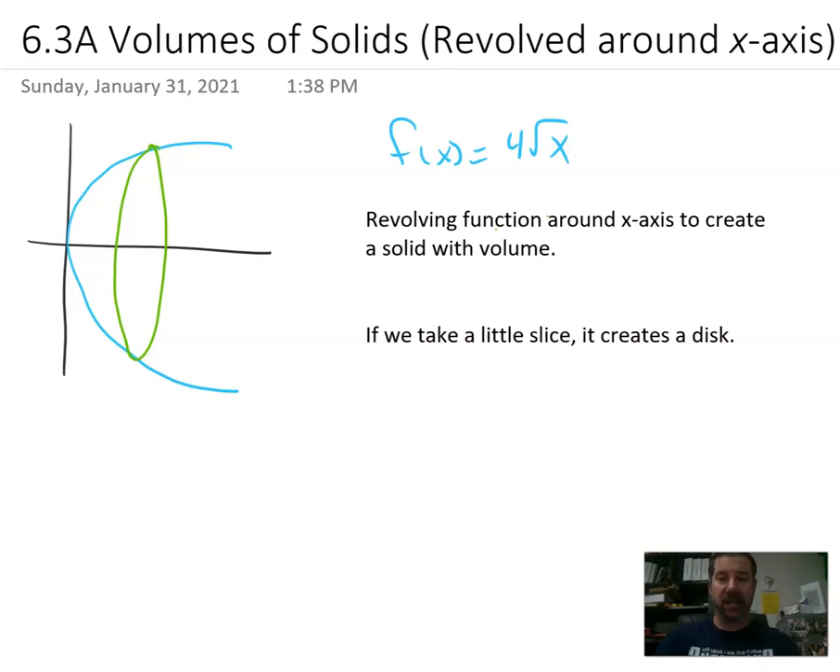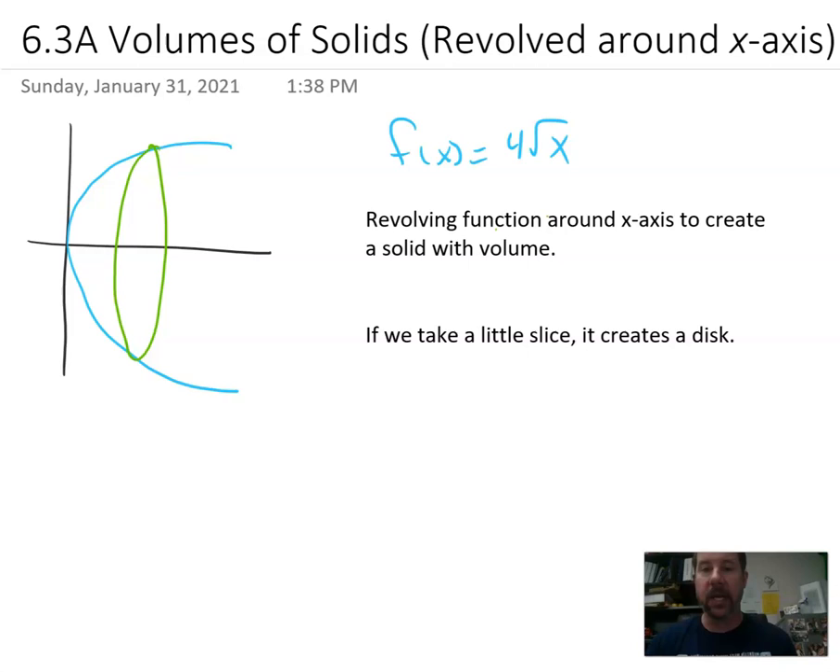And then if we take just a little slice of this, like where that green line is, it creates a disk. All right, and that disk we're going to try to make infinitesimally thin, so that if I added up all those disks, that would give me the volume of the shape.